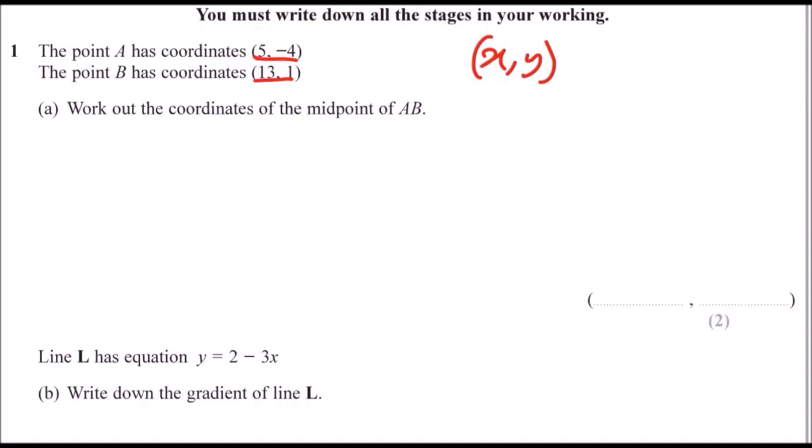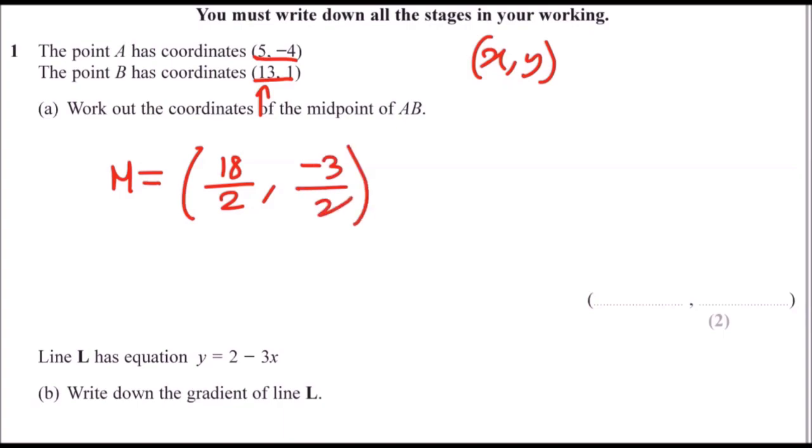Now there's a nice and easy way to calculate the halfway value, the midpoint M. What I would do is just look at the x coordinates for a second, 5 and 13. I would add them up, so 5 plus 13 gives us 18, and then I would halve the value. And then I'll do the same for the next one. We'll do -4, add 1, which is -3, and then I'll halve that as well. And then when you put this in the calculator or just do it mentally, you'll get 9 and -1.5. And that's it. That's 1A done.